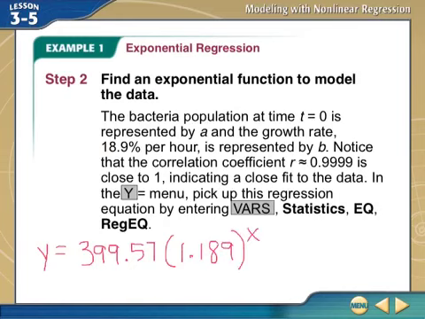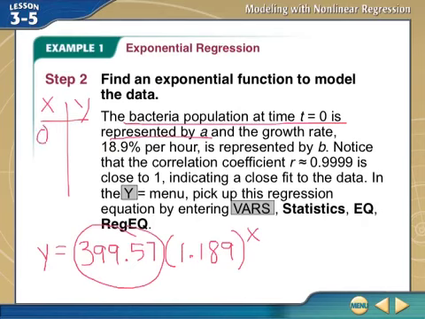And what this is stating is that the bacteria population at time 0 is represented by A, right? At time equals 0, our value in our table was 400. Well, if we rounded this A value, we would get 400. So that is the initial amount of bacteria present at the start of the experiment. B, right here, this B value represents our growth rate, which is, in this case, 18.9%.